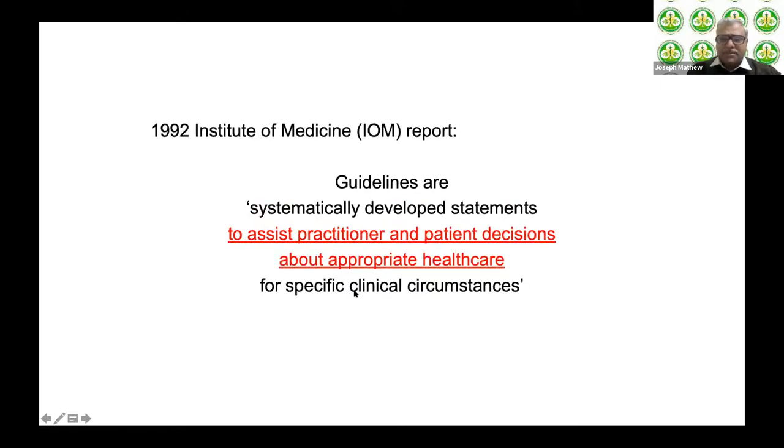But for what purpose? The purpose is to assist practitioners, which is healthcare providers, as well as patients, when they make shared decisions about the best healthcare for these patients. So it is not a one-way traffic in which a healthcare provider says, do this or don't do that. It has to be a shared decision-making. And these guidelines are statements which are assisting both these groups to come to a shared conclusion or decision.